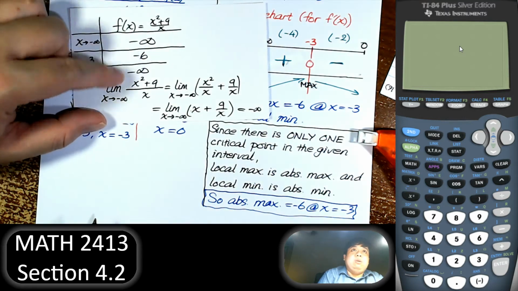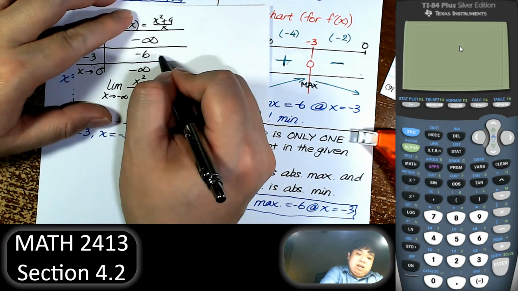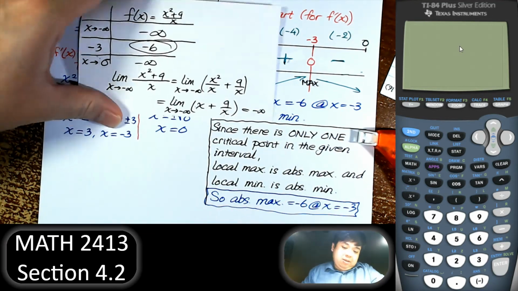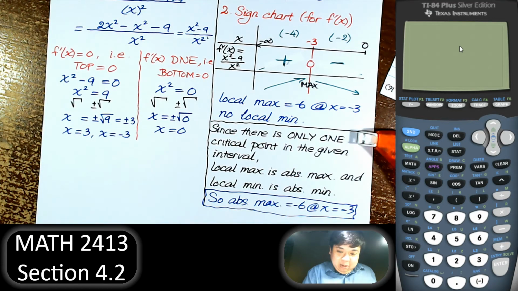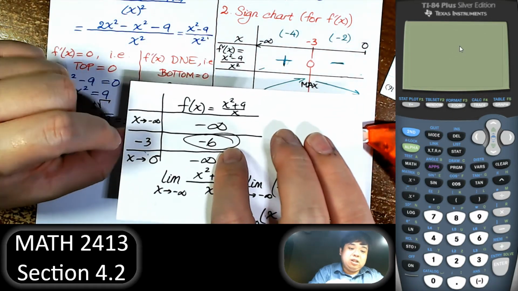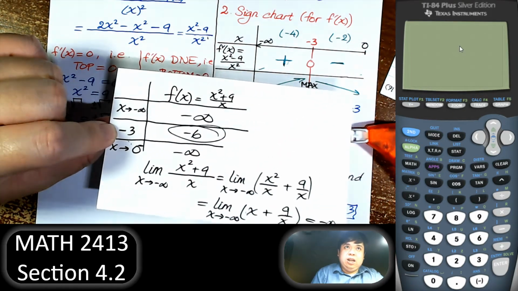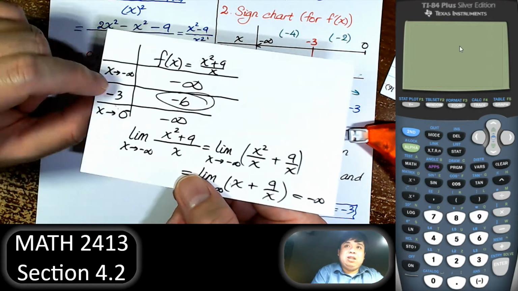So because of negative infinity, there is no local minimum, but there is a local max of negative 6. Of course, the absolute max is negative 6. That's what I should say, because we're using the table. So the absolute max is negative 6 when x equals negative 3. So if we don't have the endpoints, we have to find the limits.